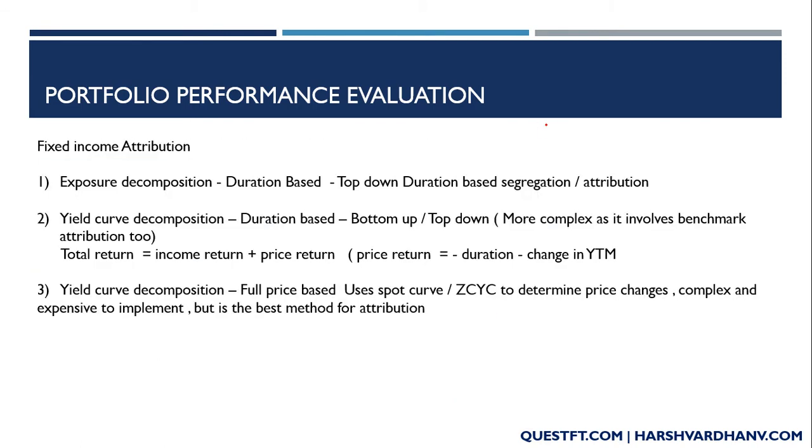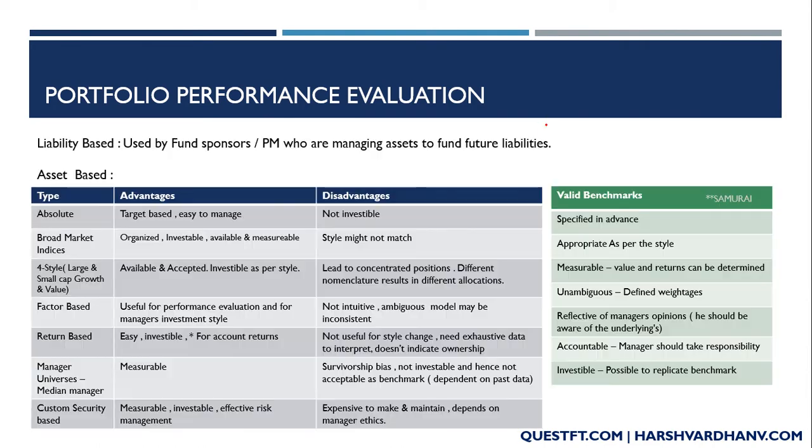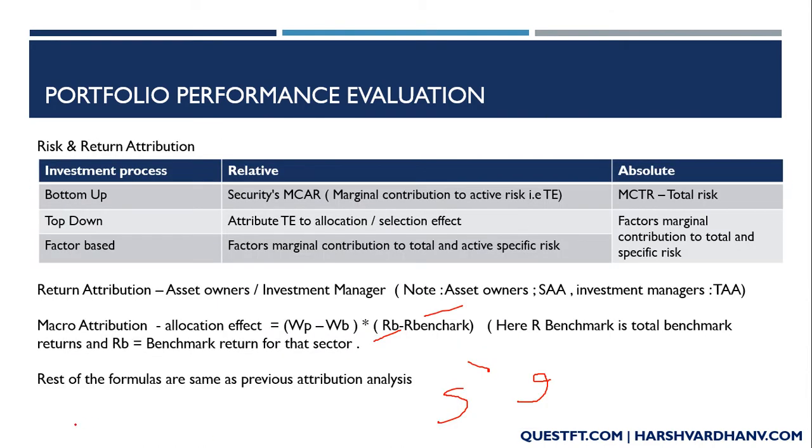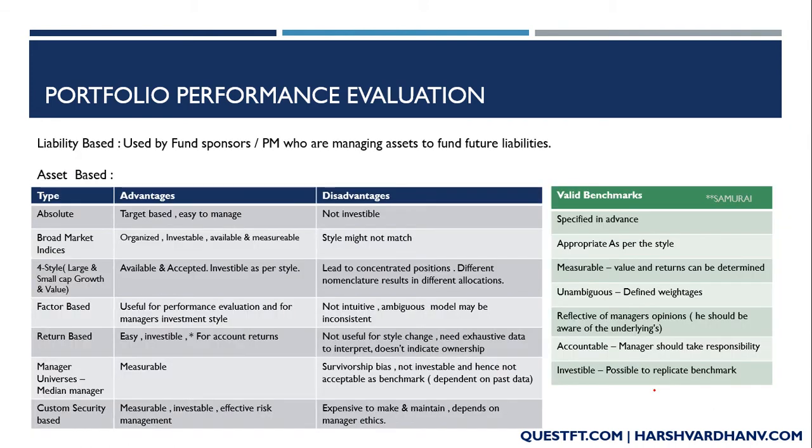So these were all asset-based benchmarks. Yesterday we learned that if you're managing assets for a sponsor or a fund plan or anyone, then you will use an asset-based benchmark, let's say S&P 500 or Nifty 50. But if you are doing liability-based fund management, wherein you are managing the fund to fund the future liabilities, you will use liability benchmarks. Liability benchmarks could be of different types that we are going to understand now.